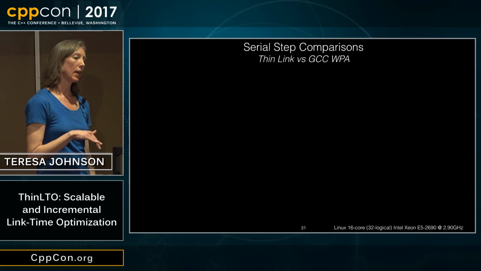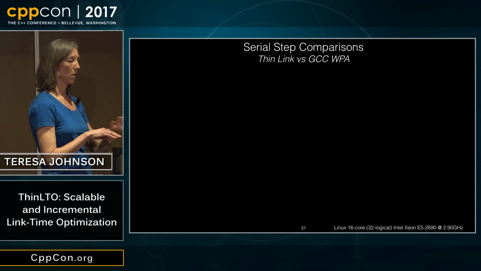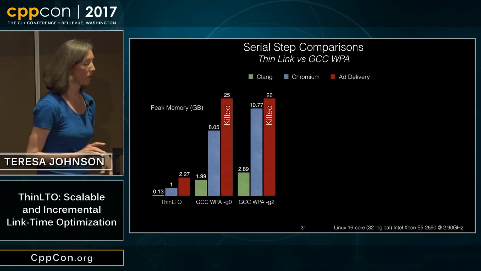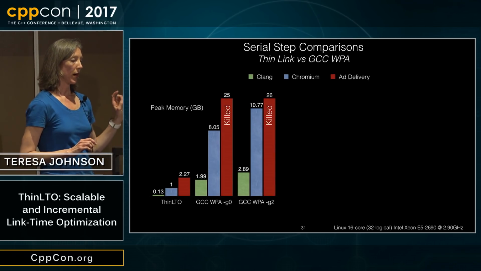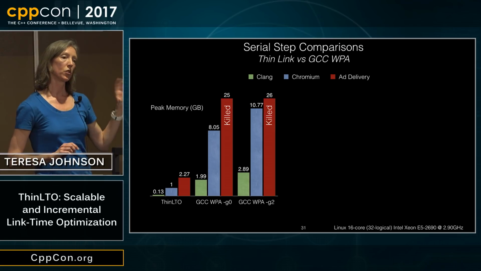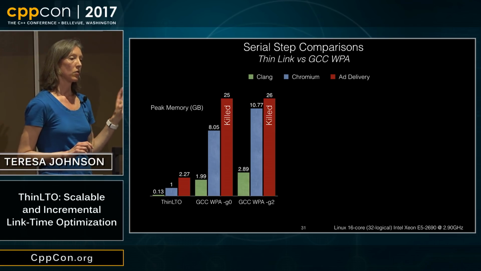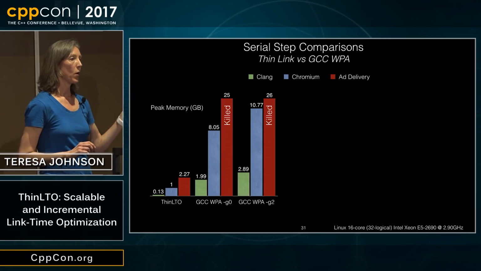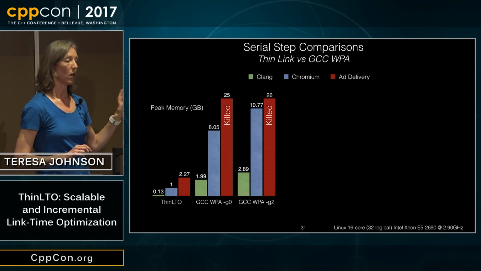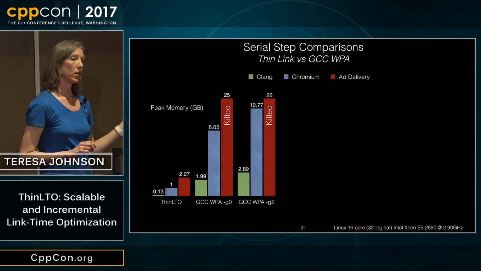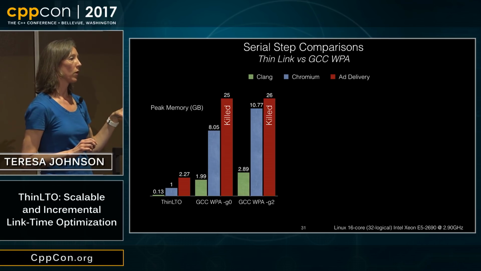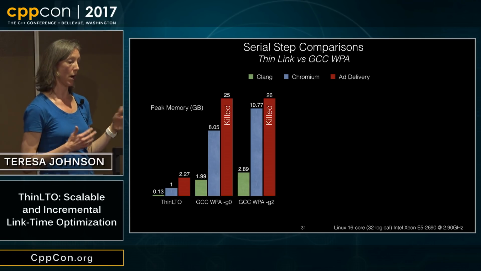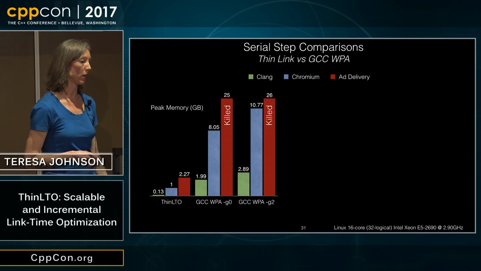And so now, first looking at just the serial steps. Let's compare the thin link to GCC's whole program analysis, starting out with the peak memory. For GCC, there are two sets of numbers. The reason is that the GCC whole program analysis is operating on IR, so whether or not you have debug info has an impact. For ThinLTO, there's no debug info in the summary, so the thin link is not affected by whether you're compiling with debugging on or off.